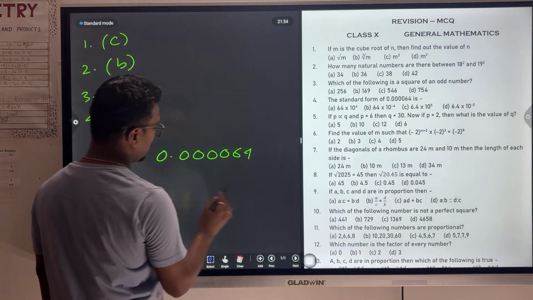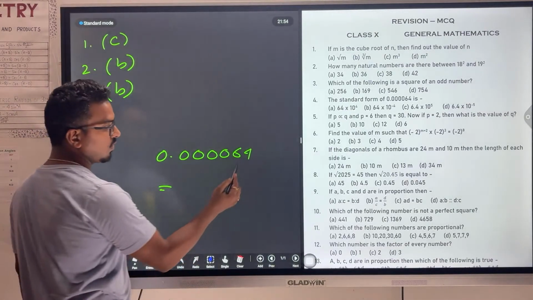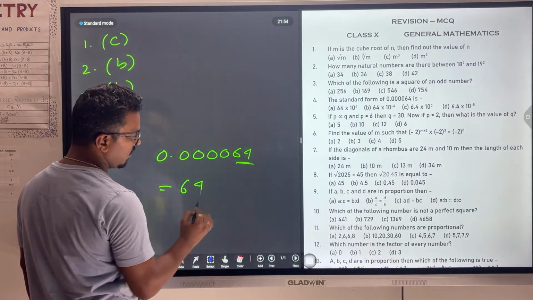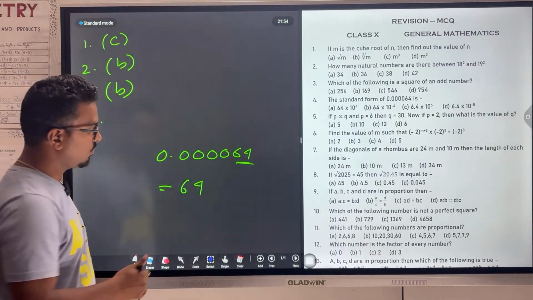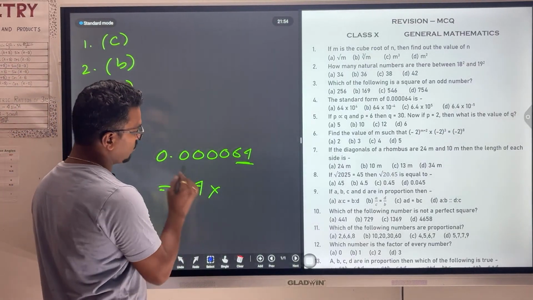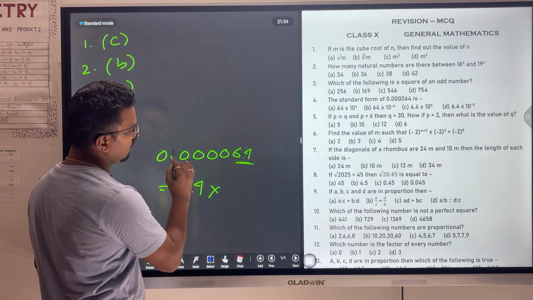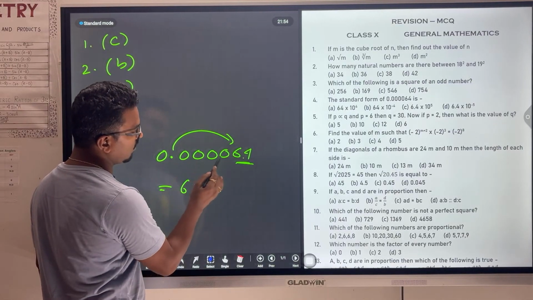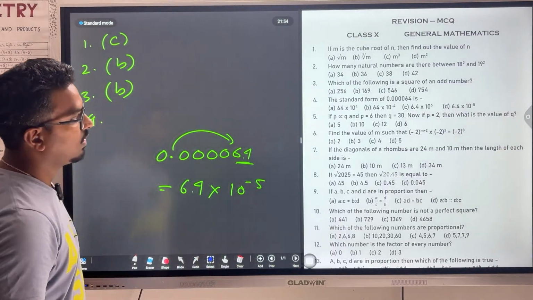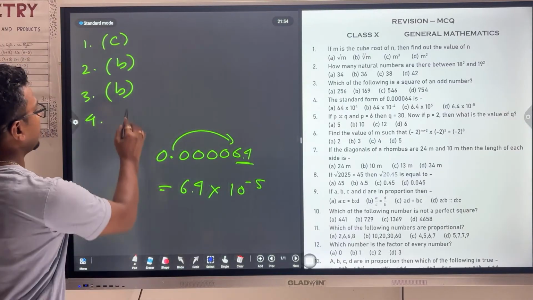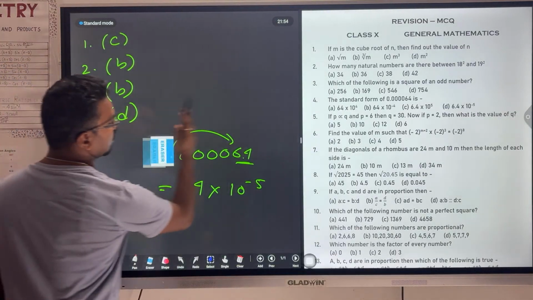So what will the standard form be? We'll write 6 4 first. What was the standard form? The decimal was behind the digits, right? So the decimal point has moved backwards: 1, 2, 3, 4, 5. So 10 to the power minus 5. Option D.